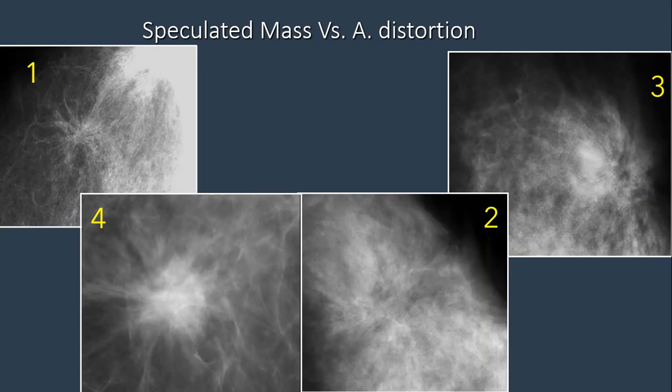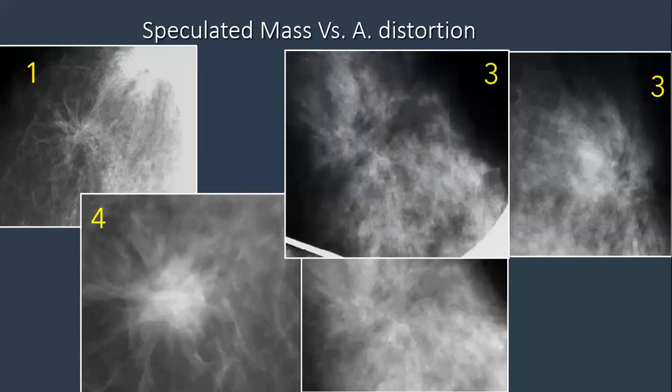I will show you why three is just architectural distortion. This is the same case from different angles. Here, three is the compression. No, this is different angles. Both are compression, but one is the CC view, the other MLO.